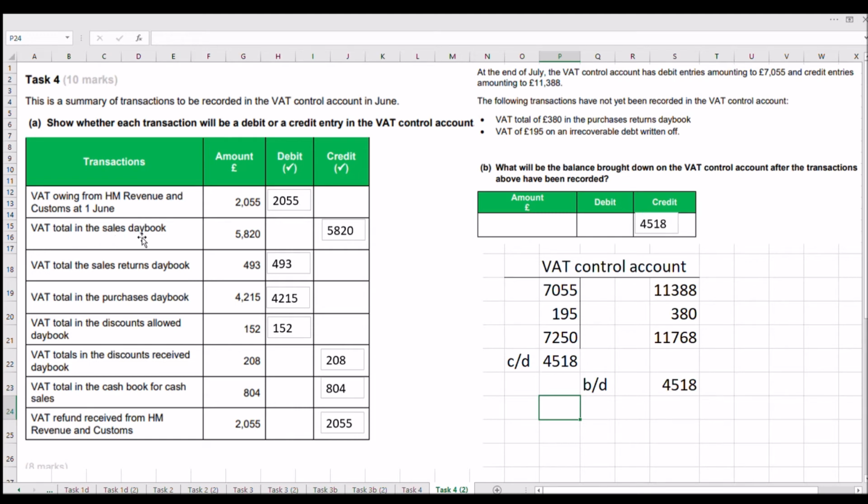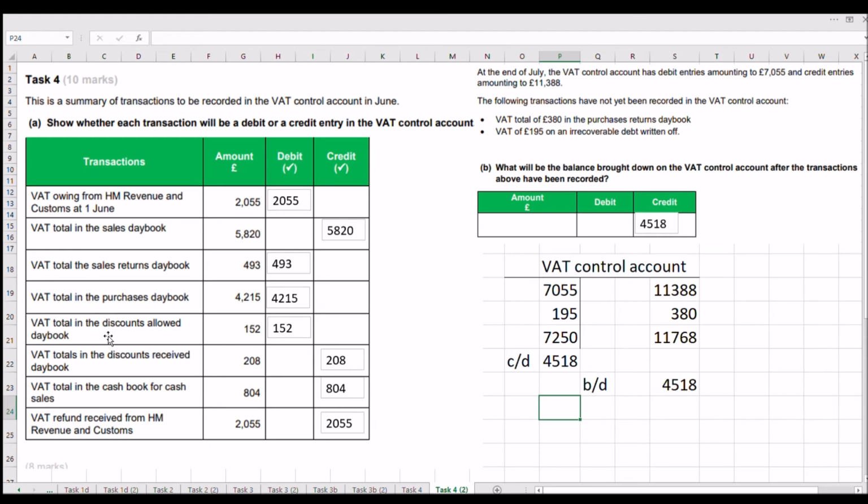Total in the sales daybook in here, so it would be debit trade receivables control account, credit sales, credit VAT, amount owing to HMRC on the sales, so that's credit there. In the sales returns daybook, that one is a credit trade receivables control account, and debit sales returns, debit VAT. Total in the purchases daybook, so that is debit purchases, debit VAT, credit trade payables control account.